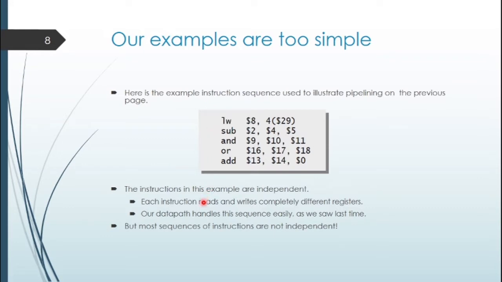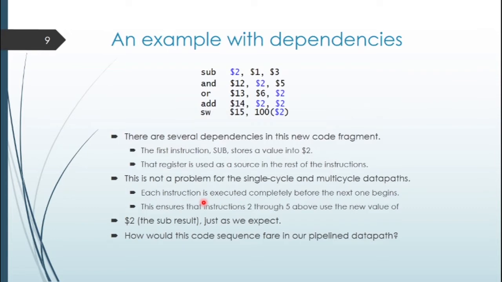But most sequences are not independent. Usually when you do programming, you use the data generated by one instruction in the next instruction. So let's go through another example which has some dependencies. These are 5 instructions.